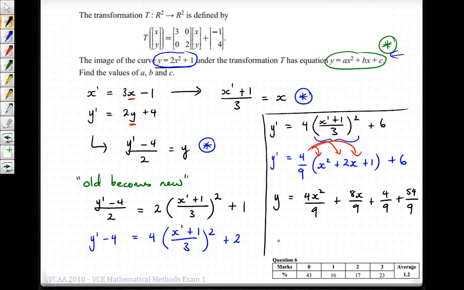So I can rewrite this as a equals 4 divided by 9, b equals 8 divided by 9, and c will equal 4 plus 54, which is 58, divided by 9. And that there is the final answer to this question.